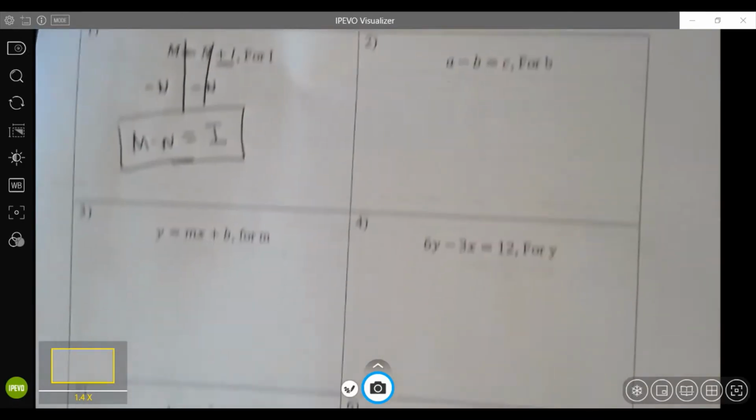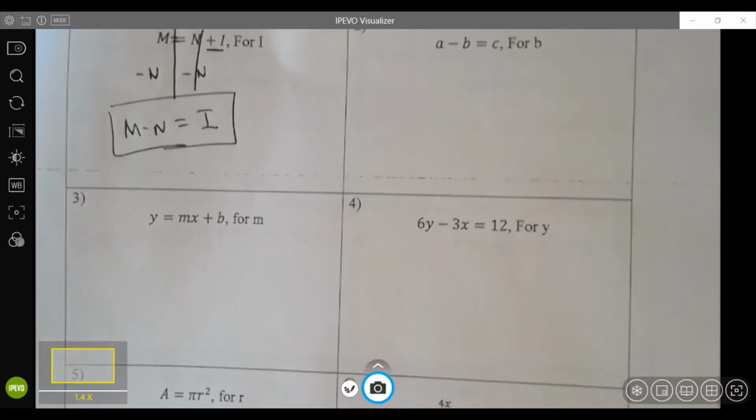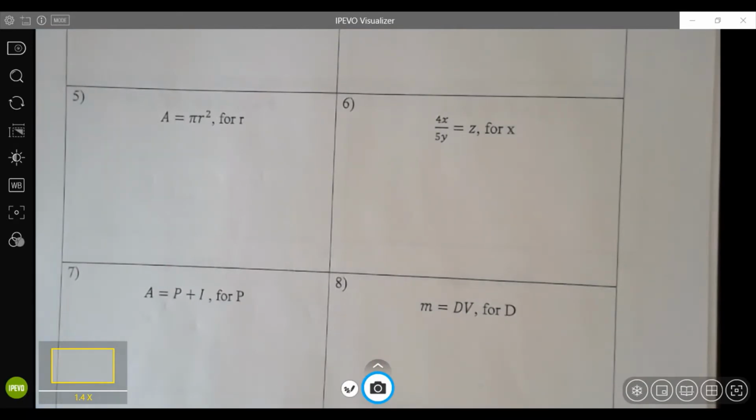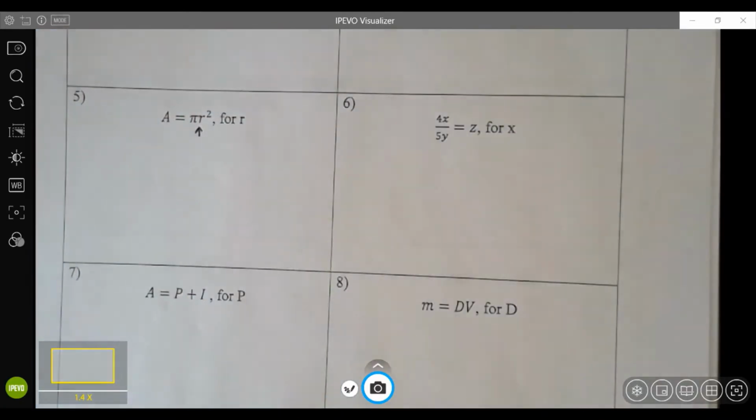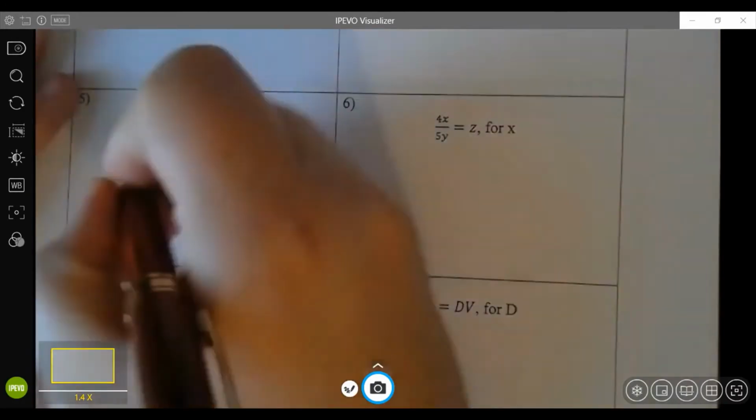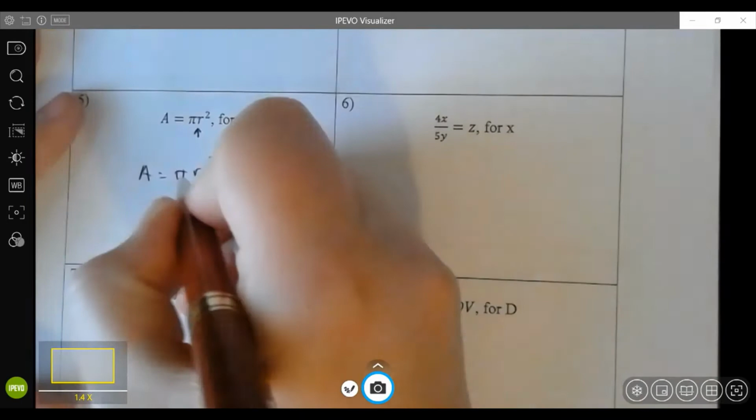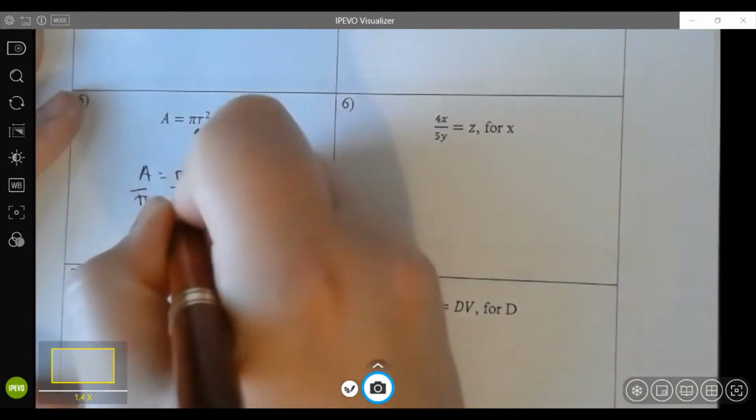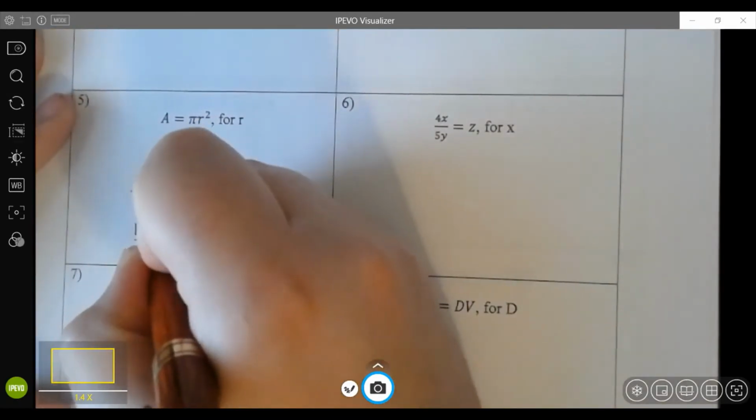Let's look at another one. Let's go ahead and do 5. So 5 says a equals pi r squared, and they want you to solve that for r. So we want to solve for this guy right there. So to get r by itself, we can treat anything else as we would as if it was a number. So a equals pi r squared. Well, what's with the r is the pi. So we're going to divide everything by pi. So you get a over pi equals r squared.